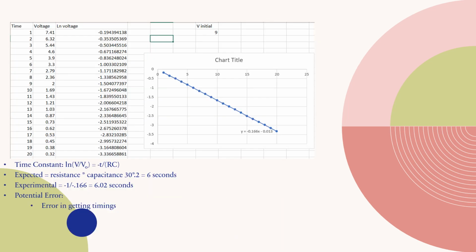We then use this data over 20 seconds to calculate the time constant by doing 1 over the slope of our line. Our expected value is 6 seconds, as that is our resistance times capacitance. Our experimental value gives us 6.02 seconds, and some potential errors include error in the timings and potential calculation errors.